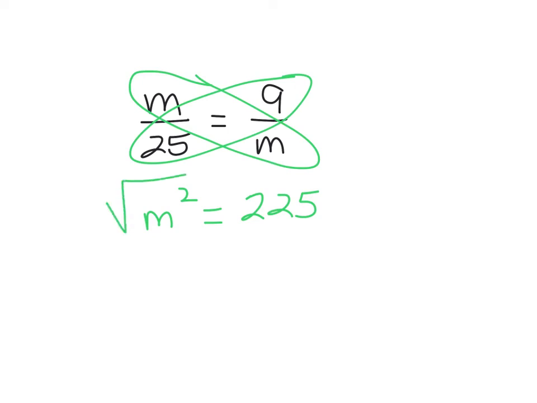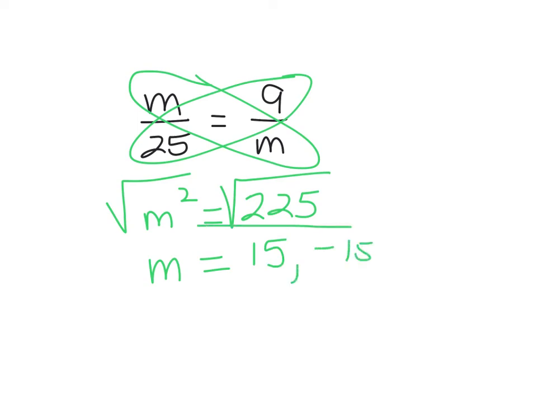We need to square root. Square root of m squared is m. The square root of 225, this is another perfect square. That will give us 15. And again, if you're in an upper level algebra class, remember that also negative 15. Negative 15 times negative 15 would give you a positive 225.